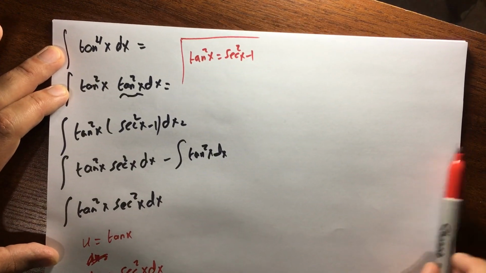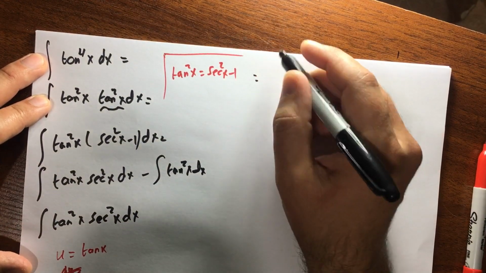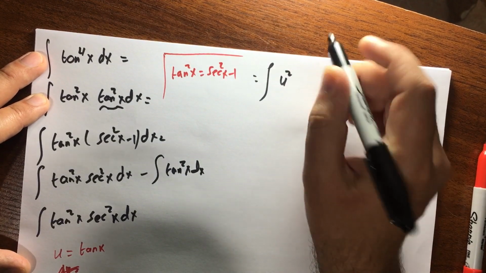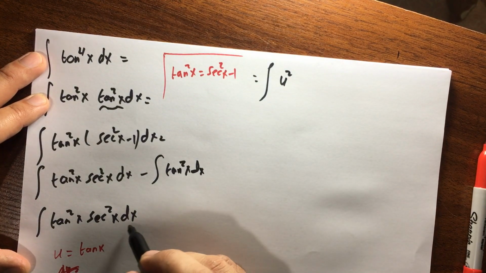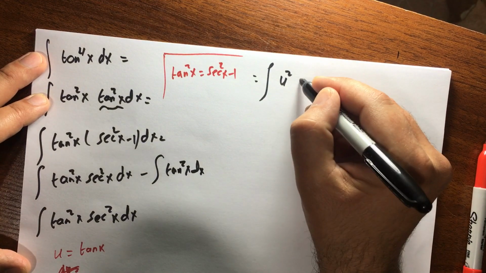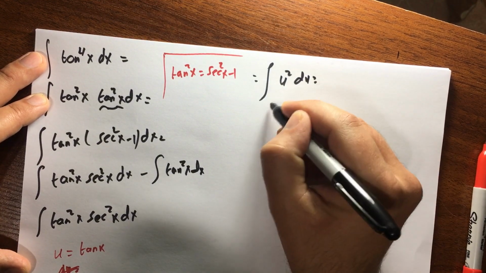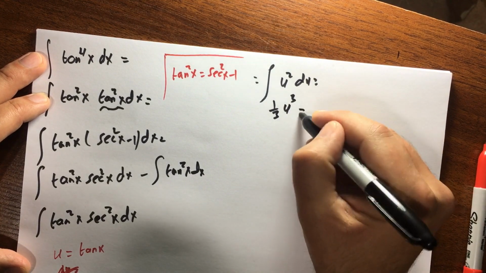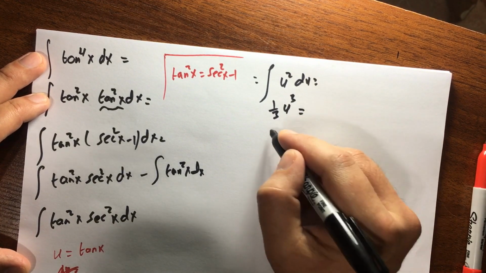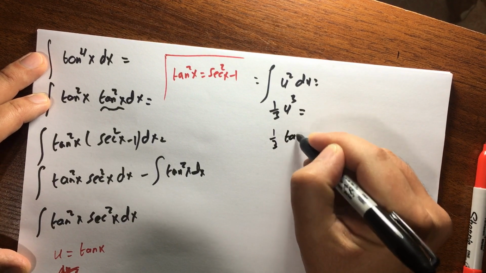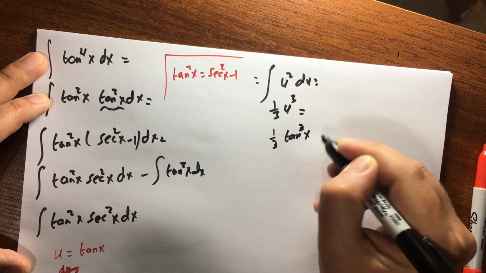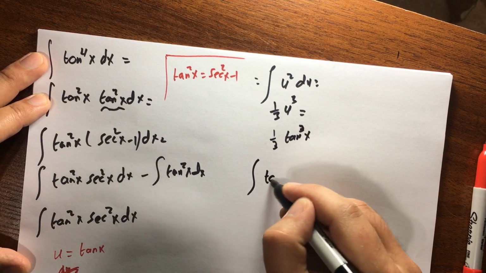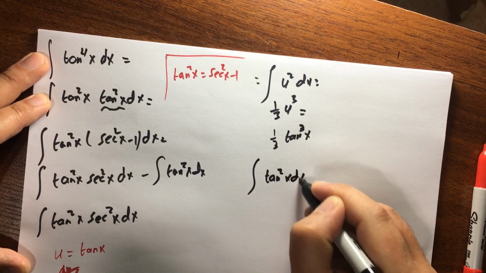So this is straightforward. We have here u squared, and secant squared x dx is simply du. This equals 1/3 u cubed, and in terms of x this equals 1/3 tan cubed x. Now this is for part 1. Now part 2 we have the integral of tan squared x dx.